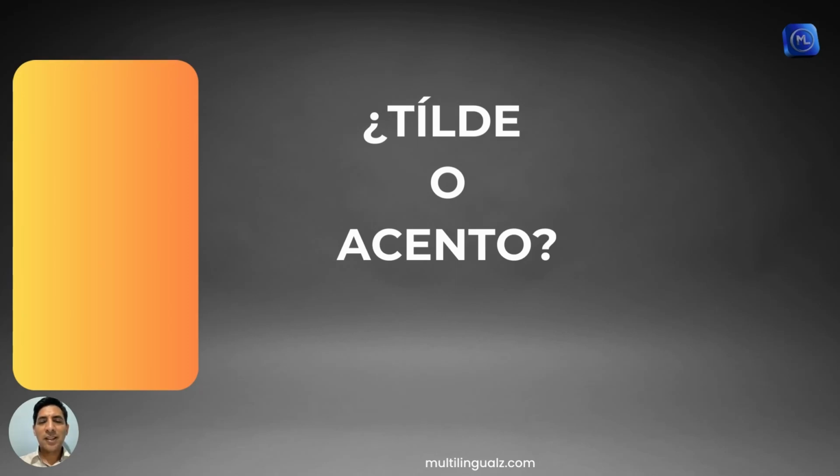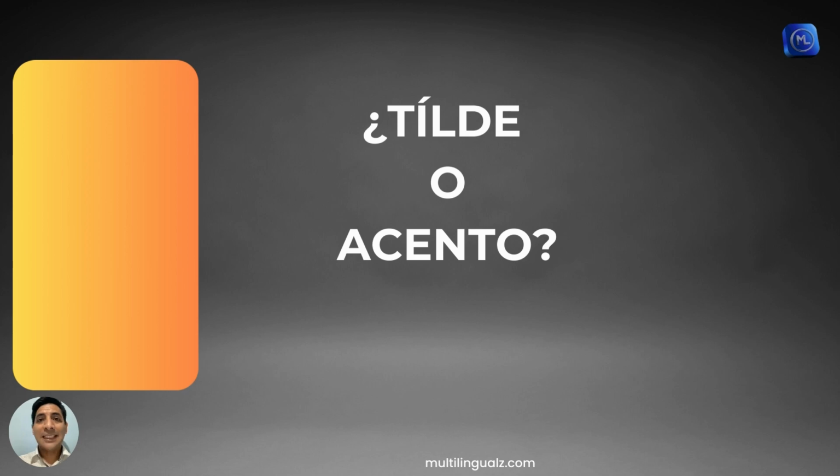Tilde o acento. Have you heard these words before? Chances are you have heard the word acento, which translates to accent. So, for example, I am from Buenos Aires. I have a particular accent. People who are from other provinces in Argentina have a very different accent. My accent also is very different from the accent that people have in Spain or Mexico.